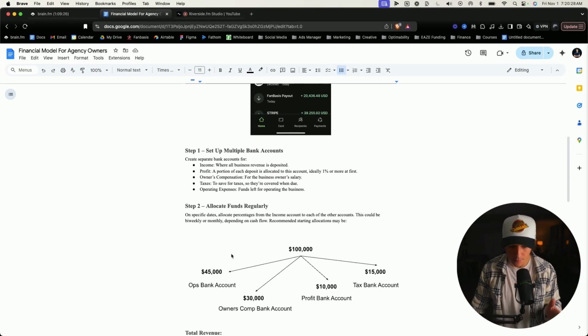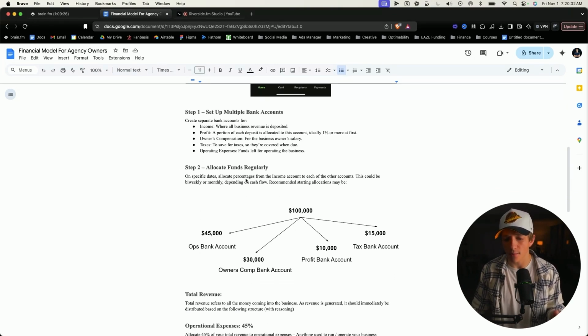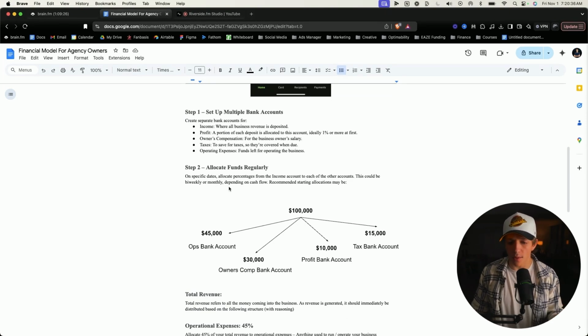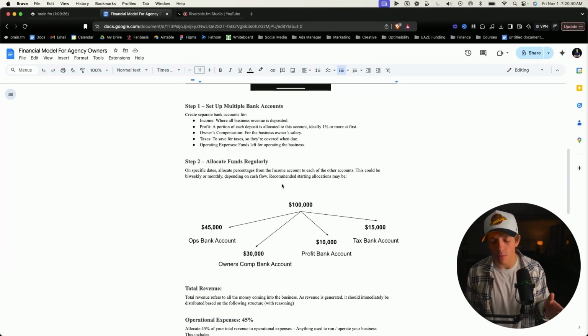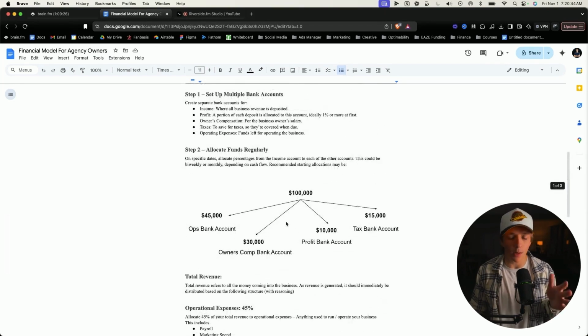Now, step number 2 is that we allocate funds regularly. So on specific dates, we allocate percentages from the income to each of the accounts. This could be biweekly or monthly, depending on cash flow. Recommended starting allocations may be, and then we'll get into all of that. But essentially what this looks like right here, right?